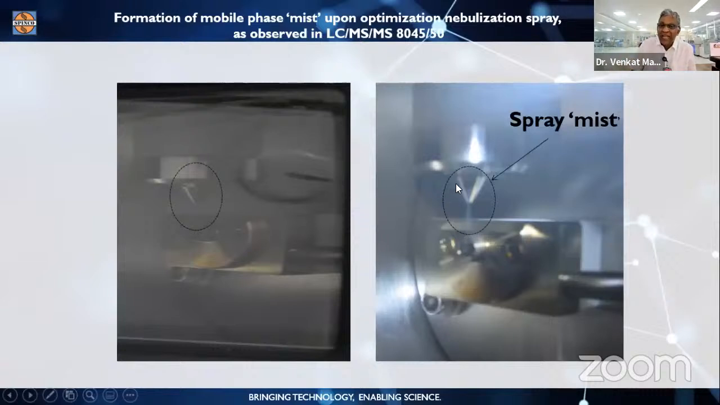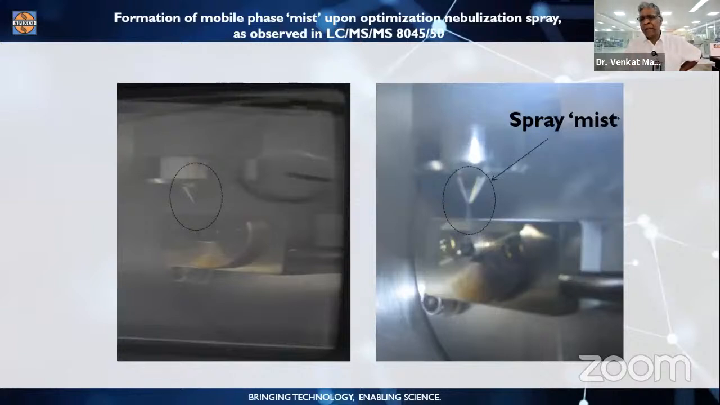This is actually in our laboratory, our LCMS 8045, we have seen such a mist. We have taken a photograph to share with you. This process of producing the mist is called nebulization spray. It is called nebulization. That's all. Very simple. So nothing to worry. You produce a spray mist.